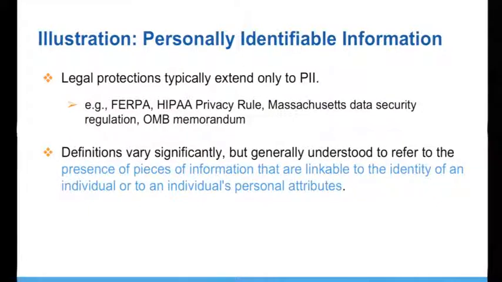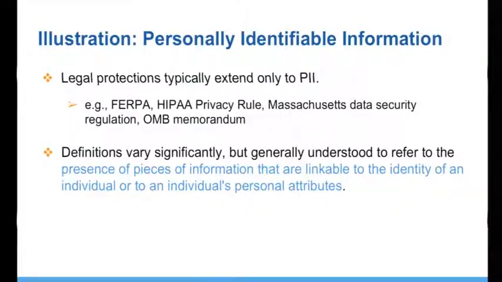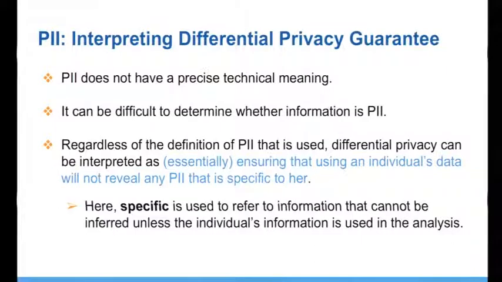PII is a central concept in information privacy law. Legal protections often extend only to PII, and data that do not contain PII or have been stripped of PII often receive no protection at all. Definitions of PII vary significantly based on sector, jurisdiction, and context. However, the concept is generally understood to refer to the presence of pieces of information that are linkable to the identity of an individual or to an individual's personal attributes.